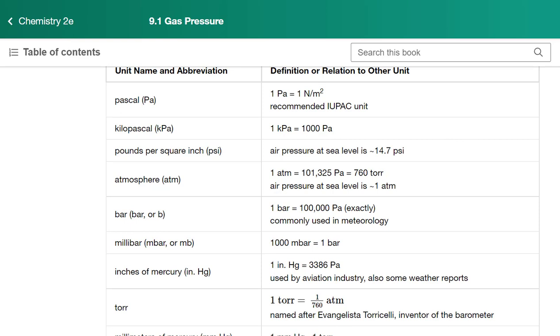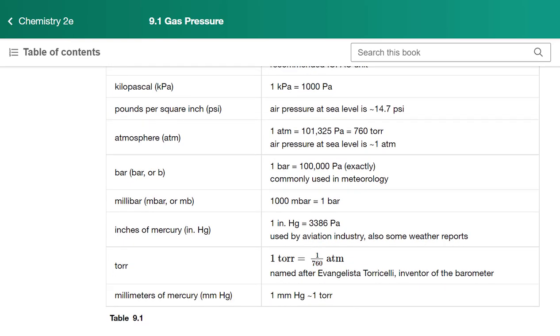I will say that the most likely ones for you to see are the atmosphere. This one will be kind of our go-to. And then the torr and millimeters of mercury. I'm sorry, not inches of mercury, I should say millimeters of mercury. So torr and millimeters of mercury are essentially the same thing. So 1 millimeter of mercury is equal to 1 torr, and 760 torr is equal to 1 atmosphere.